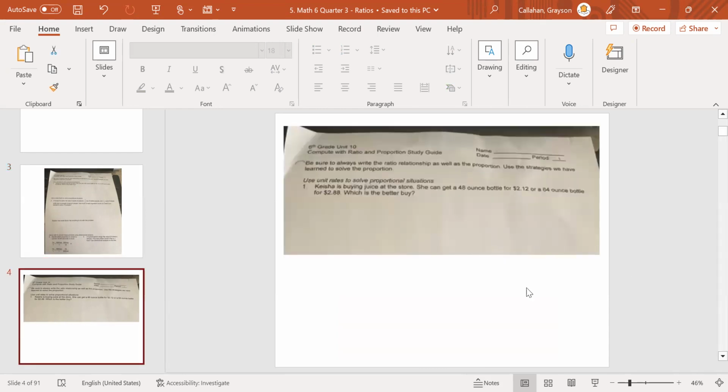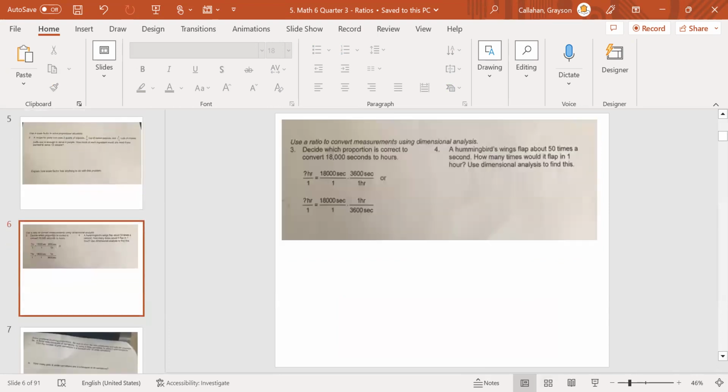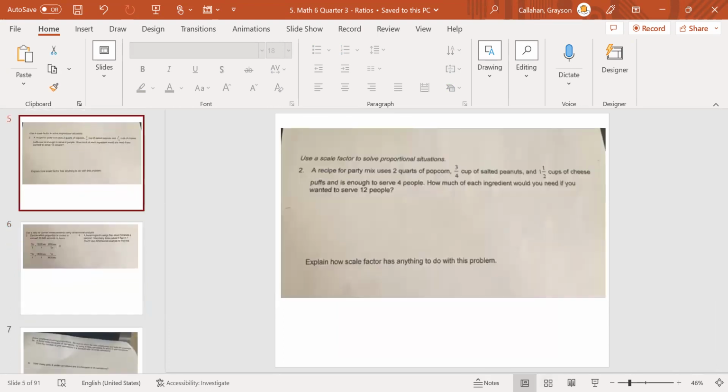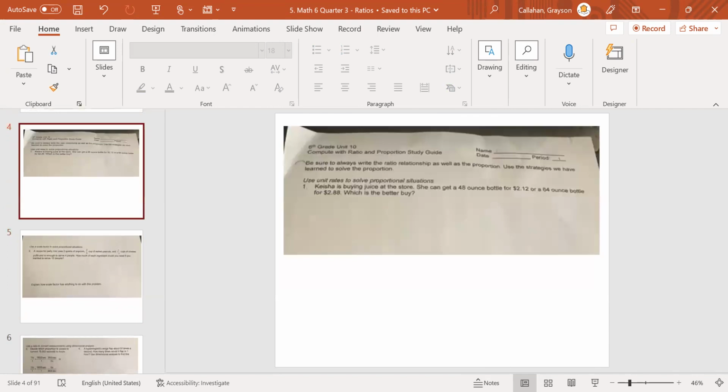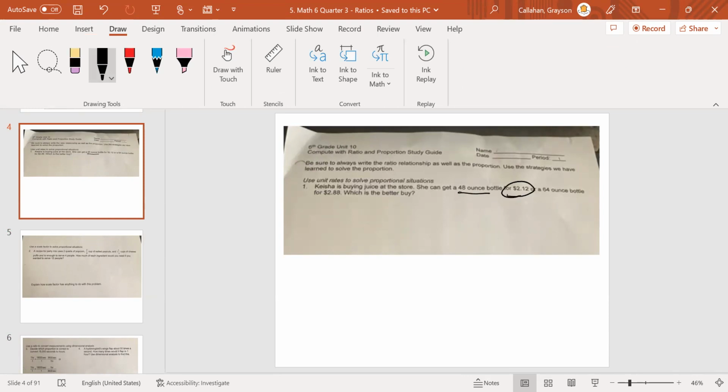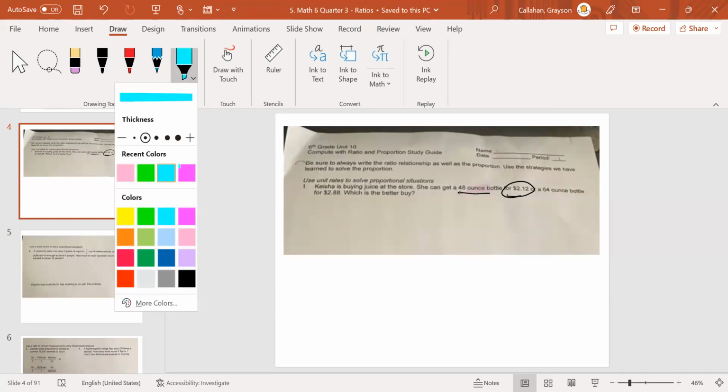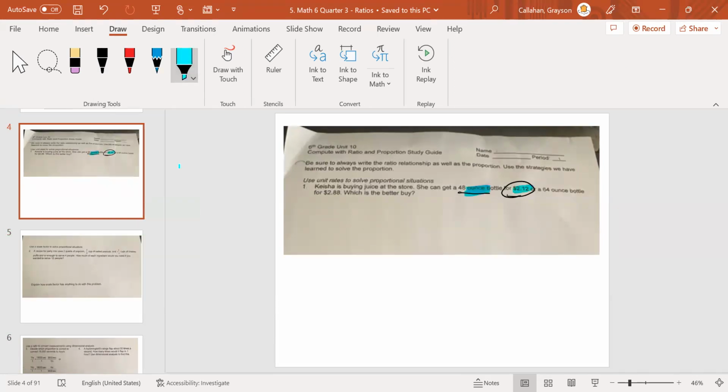So for question number 1, it says Kesha is buying juice at the store. She can get a 48-ounce bottle for $2.12. So right here, this is going to tell you what your ratio proportionality is going to be.